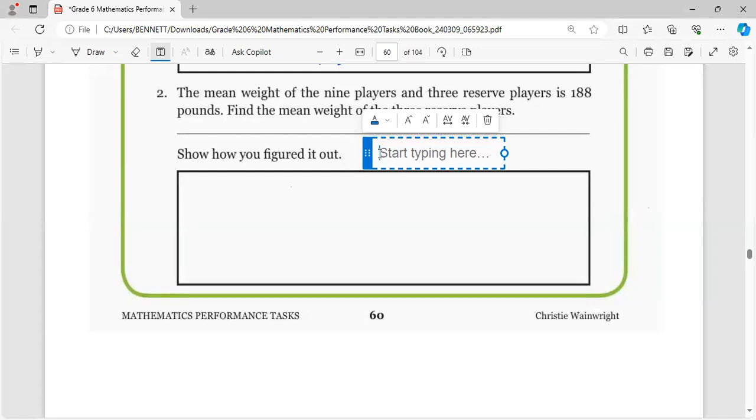So it says the mean weight of 9 players and 3 reserve players is 188 pounds. Find the mean weight of the 3 reserve players. Show how you figured it out.